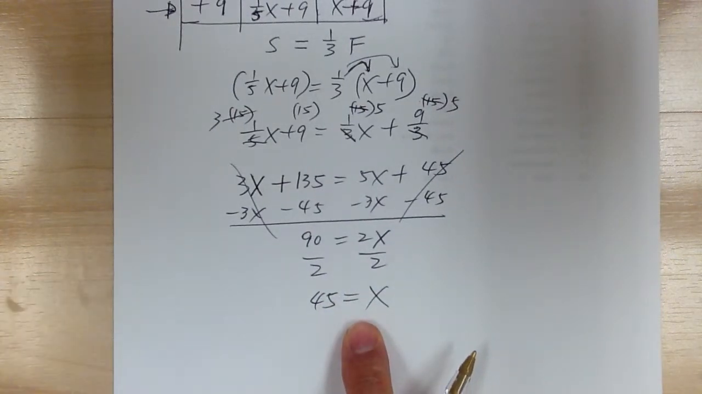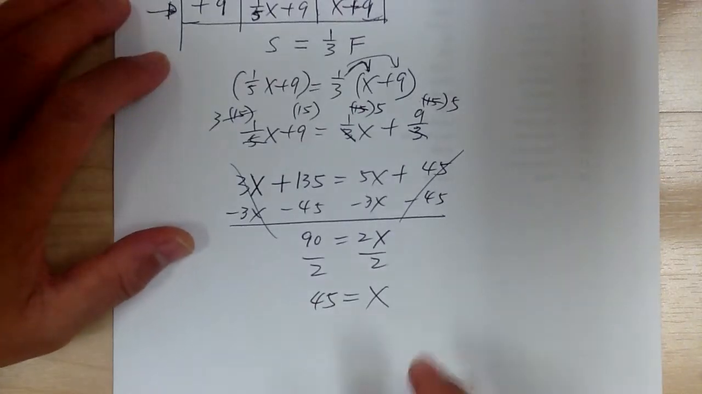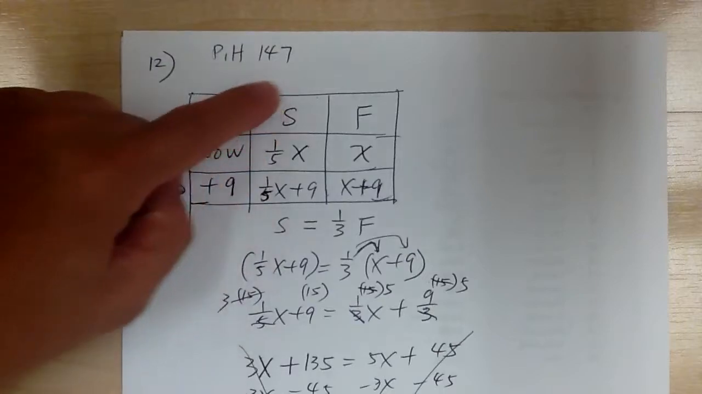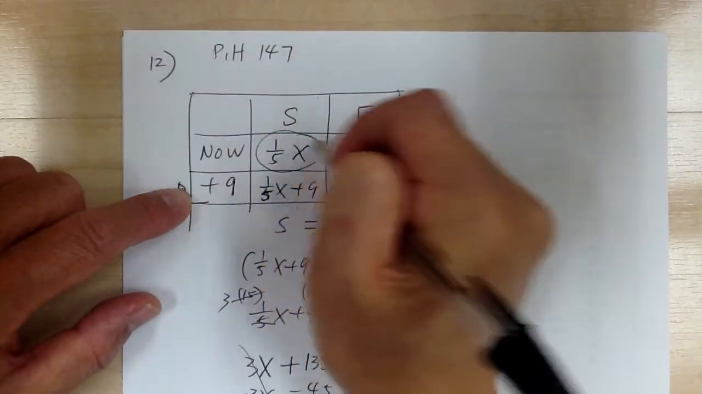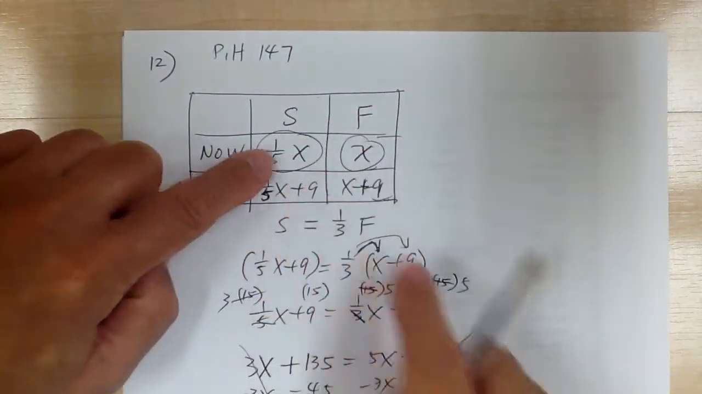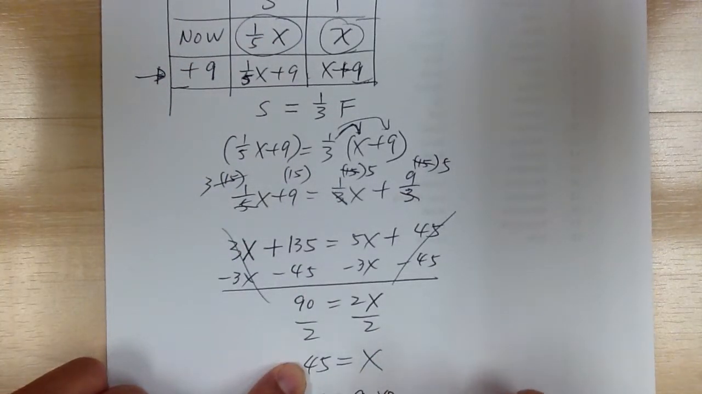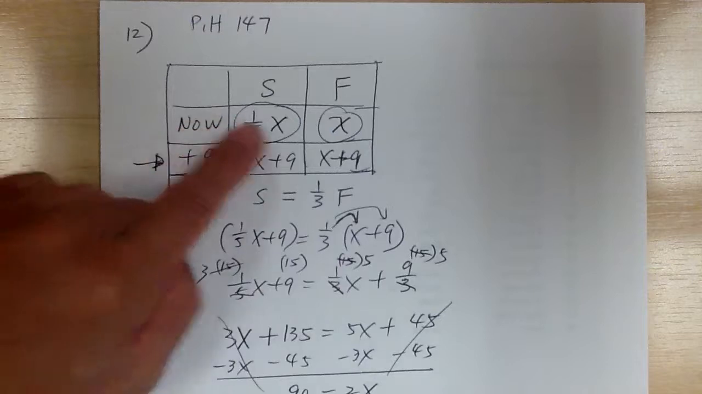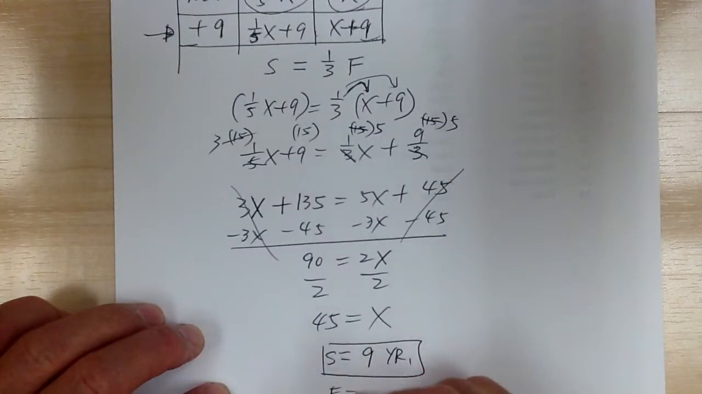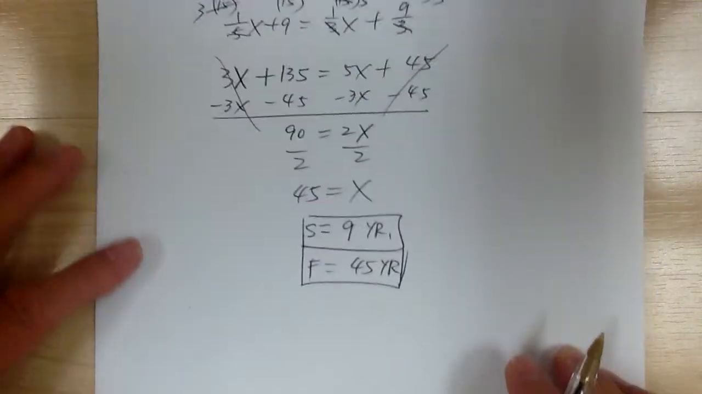Now you have to go back and answer the question. What does it ask? It says, what are Stephen's age and the father's age? So go back up here. You're looking for age now, right? So it's 1/5 of the x. So 1/5 of 45 is 9. And this one is just x. So the father is equal to 45 years old. And that's it.